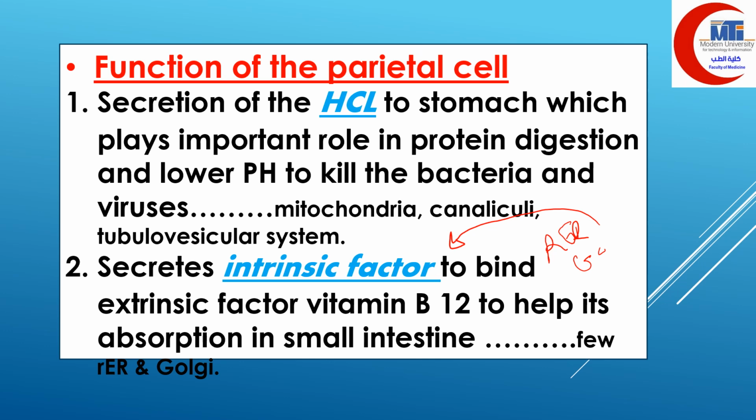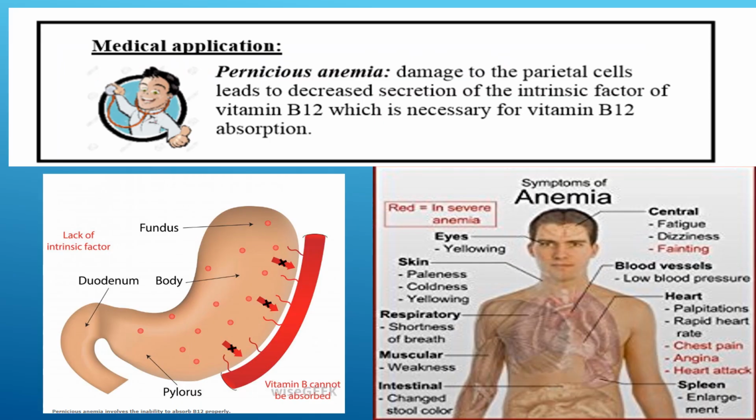Now, let's go to the medical application of the parietal cell. What is this medical application? We say that the function of the parietal cell is production of HCl and intrinsic factor. If there is damage to this parietal cell, it will lead to a decrease in secretion of not only HCl but also intrinsic factor. So our body will not be able to absorb vitamin B12, which leads to a type of anemia, vitamin B12 deficiency, and will lead to megaloblastic anemia.